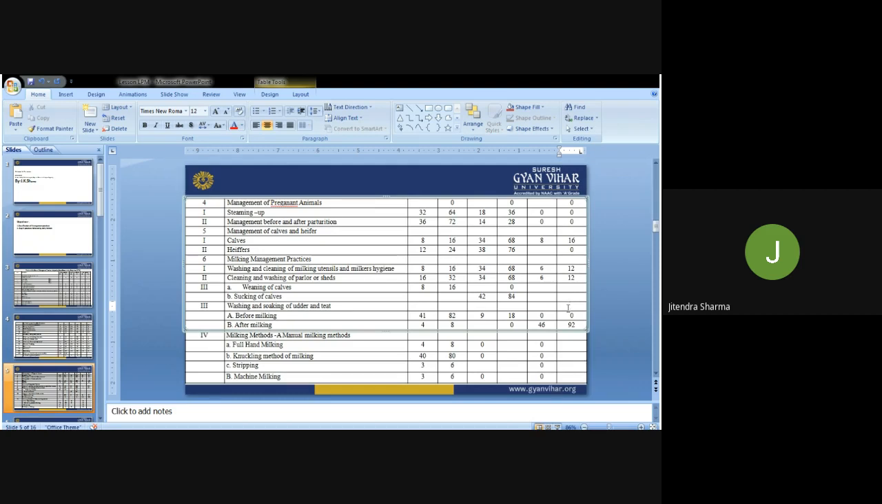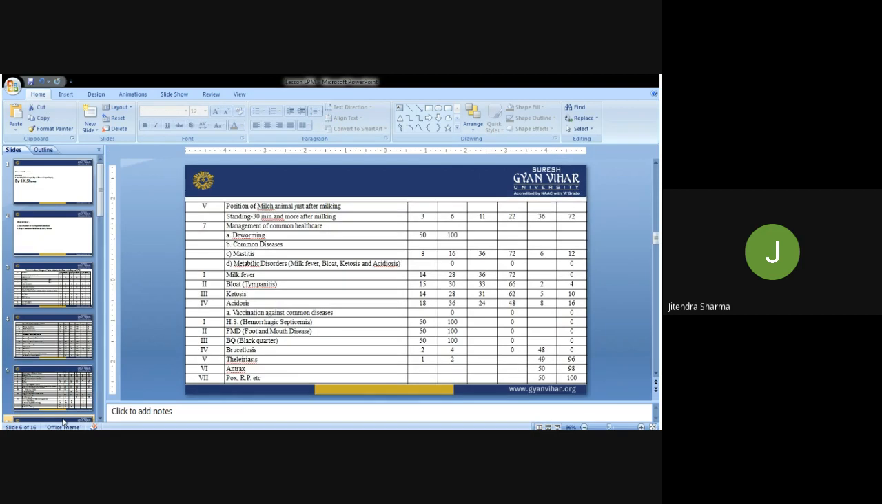Milking methods, manual methods: full hand milking, only 8% of farmers we have observed doing it. Knuckling is followed by 80%, whereas stripping is followed by 6%, and for machine milking, only 6% of farmers have the machine milking facility in the region. The position of milk animal just after milking.